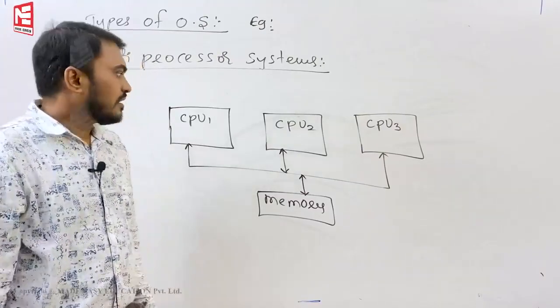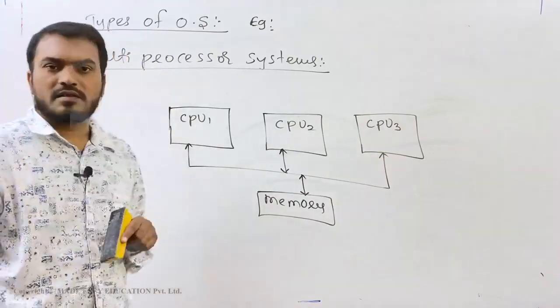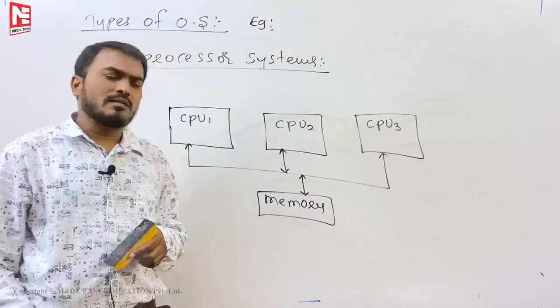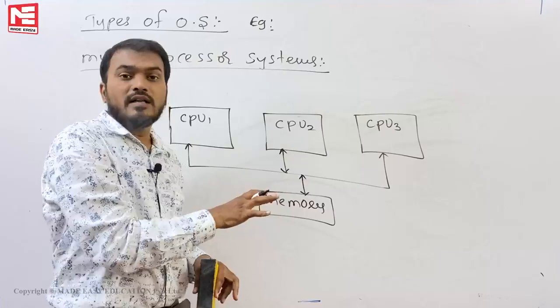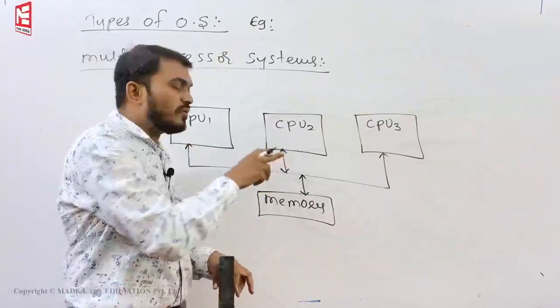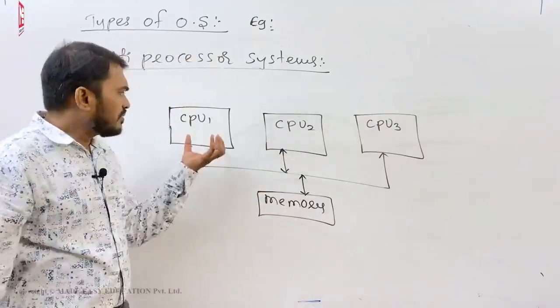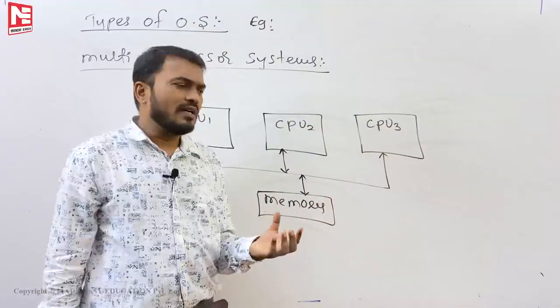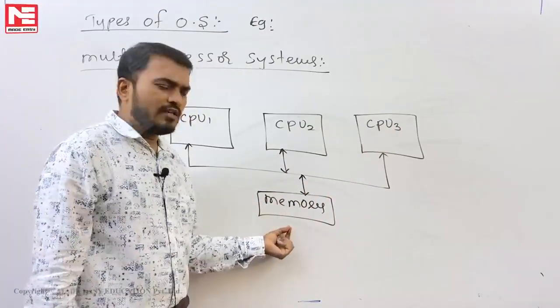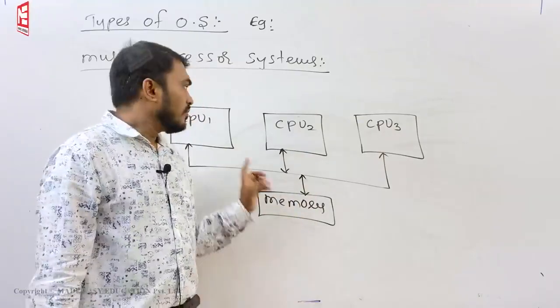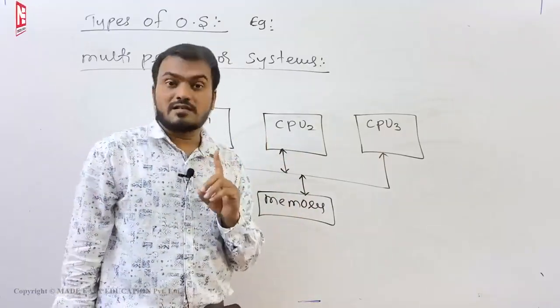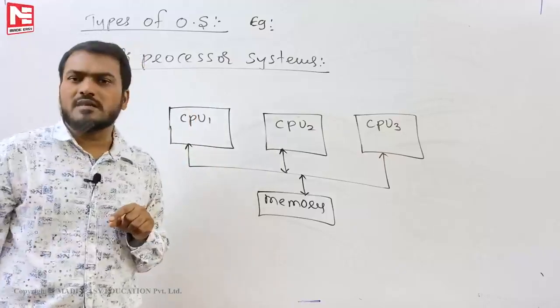Okay, now understand here, multiprocessor system. When you say multiprocessor system, it means more than one CPU in a single system. Remember this is completely different. When you have more than one CPU in a single system, we have common memory here. It is connected to all the CPUs and they share the common memory. So that is a multiprocessor system.